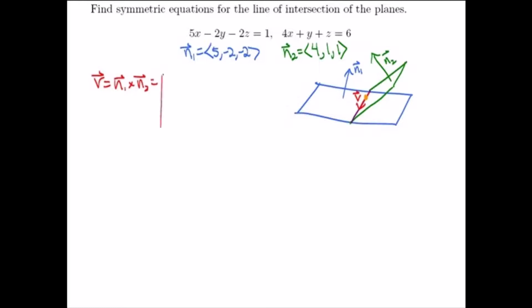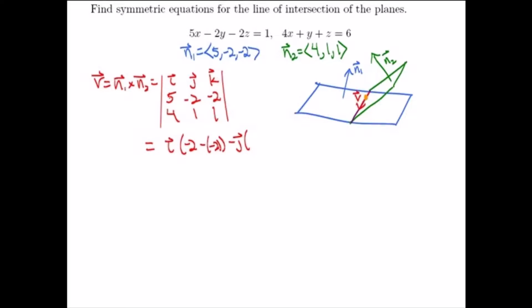So let's go ahead and find that direction vector v by taking the cross product of n1 and n2. And we'll do it by taking the determinant of this 3 by 3 matrix that has i, j, and k across the top row, 5, negative 2, negative 2 across the second row, and 4, 1, 1 across the third row. And so this is equal to i times the determinant of the lower right 2 by 2, so the main diagonal, that's a negative 2, minus the off diagonal, which is a negative 2, minus j times the determinant of the 2 by 2 matrix we get when we block out the column and row of j.